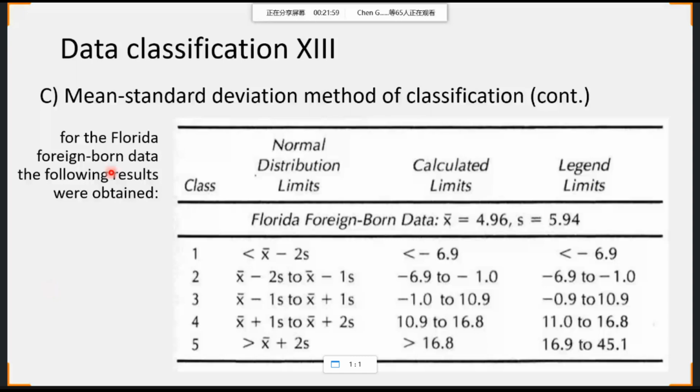So for our data here, for the Florida foreign-born, the following results were obtained. So we have the normal distribution limits, the calculated limits, and then the legend limits. So this is important for the legend, but also, of course, to clearly define where each of the counties lies. And this then is the result.